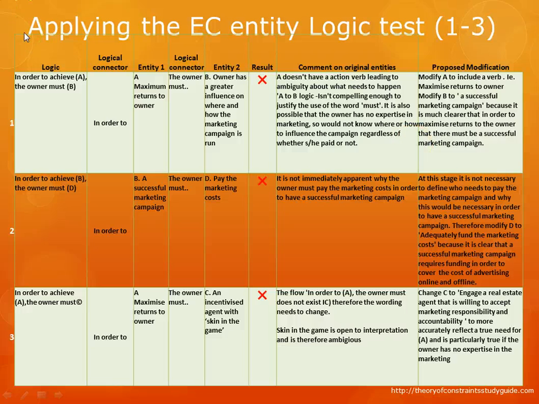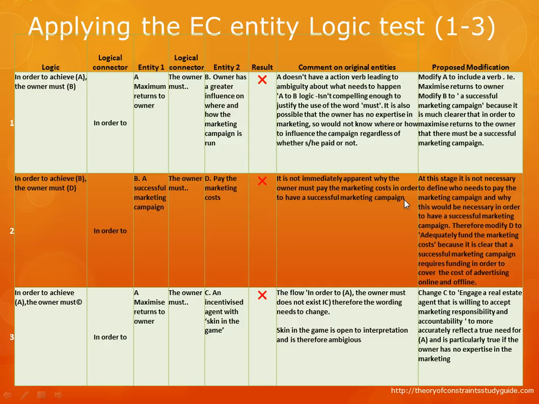So let's move on to the second test, which is between entity B and D. And again, reading it out loud: in order to have a successful marketing campaign, the owner must pay the marketing costs. Again, you can see the flow of words is not correct. This becomes difficult. And secondly, the reason I failed it primarily is because it's not immediately apparent why the owner must pay the marketing costs in order to have a successful marketing campaign.